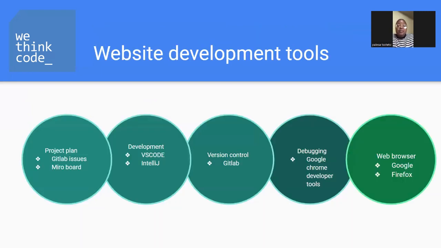These are the web development tools we used for our project. To plan our project, we used Miro and GitLab issues, a GitLab feature. For development, we used VS Code and IntelliJ. We used GitLab as a version control system. We used Google Chrome developer tools to debug our website or code. Then we used Chrome and Firefox as our web browsers.